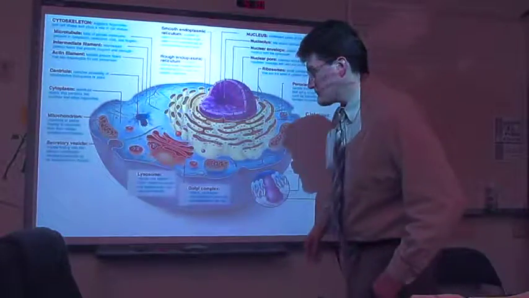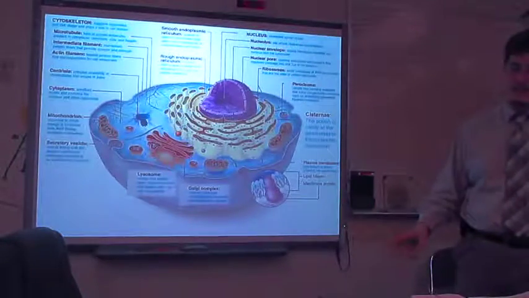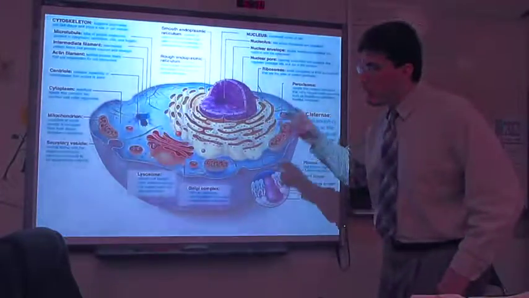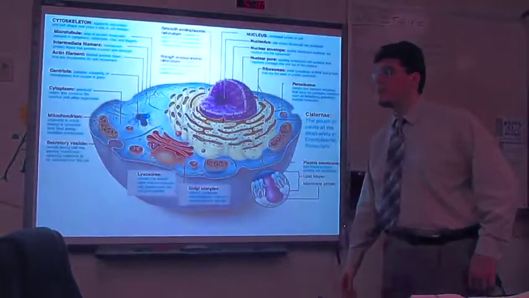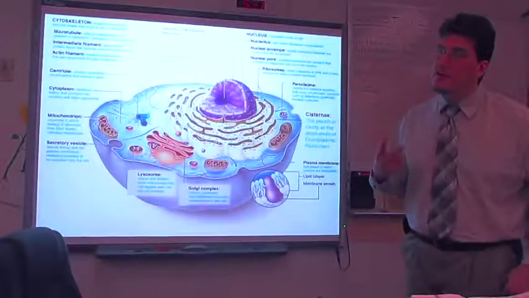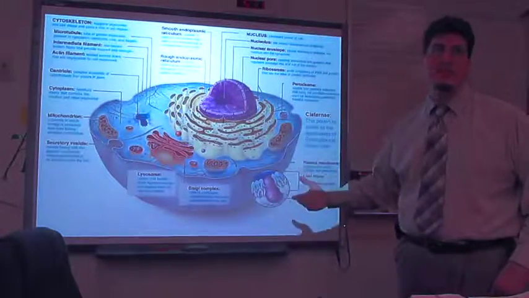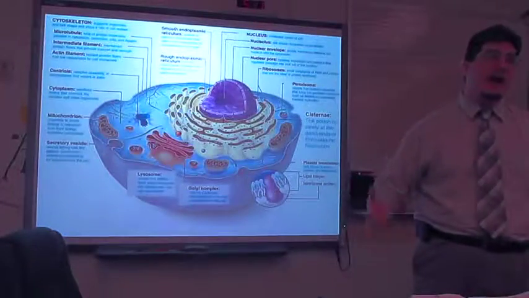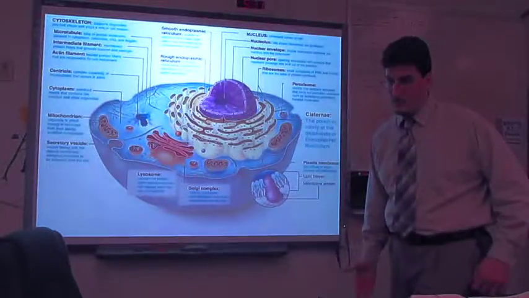So, the lipid bilayer that comprises the cellular membrane, describing that is also worth points. Describing that as a lipid bilayer with a hydrophilic head on the intracellular facing side, a double layer of hydrophobic tails, and a hydrophilic head facing the extracellular end is worth points.